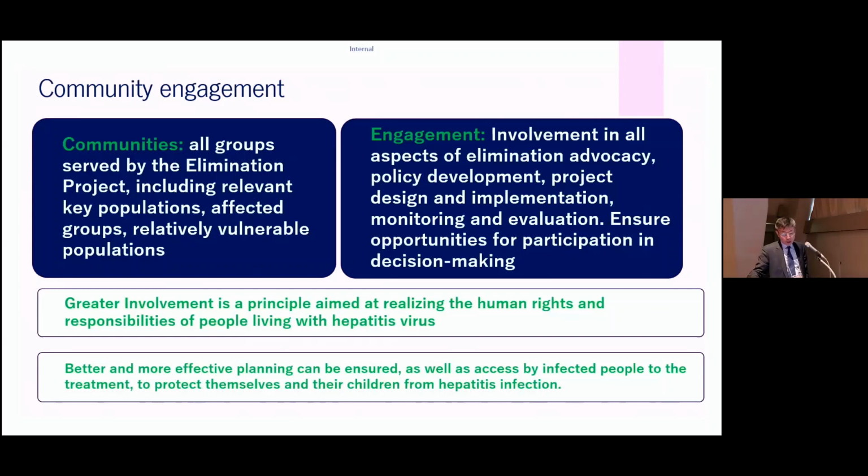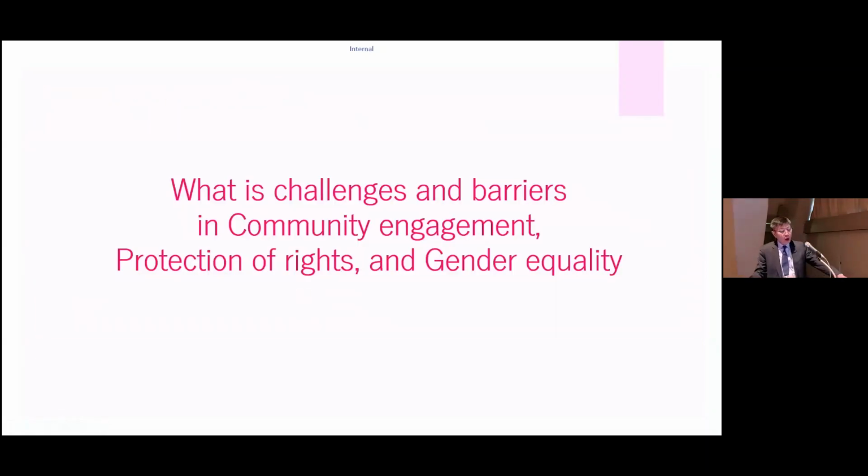So what can they do? For community engagement, great involvement is the principal aim of realizing human rights and the responsibility for people living with hepatitis virus. Also, better and more effective planning can be ensured, as well as access by infected people to treatment to protect themselves and their children from hepatitis infection. So therefore, the final goal is the prevention of infection and decision making. So how about the progress? What are the challenges and barriers currently in community engagement, protection of rights, and gender equality?